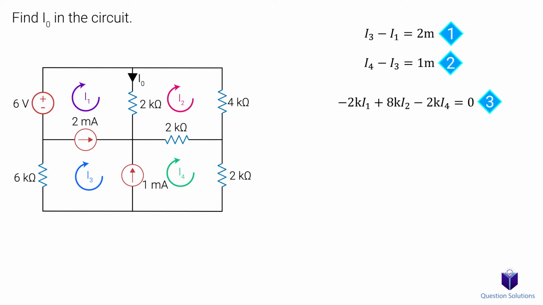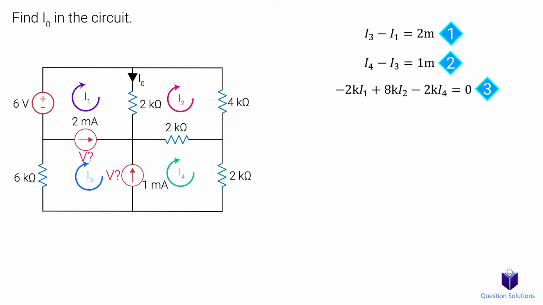We need one more equation, but we can't write any for the remaining meshes. Why is that? Remember, we're writing KVL equations, but we don't know the voltage in either of these current sources. So instead, we're going to write a KVL for a loop. The loop we want is one that doesn't involve any current sources. So the only one we can use is this outer loop.